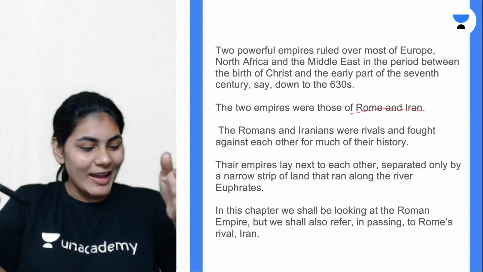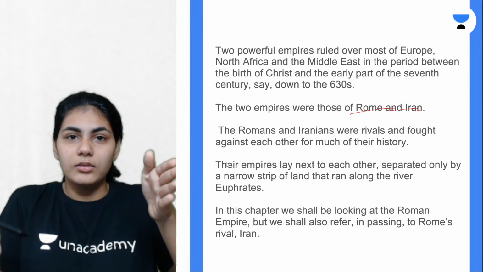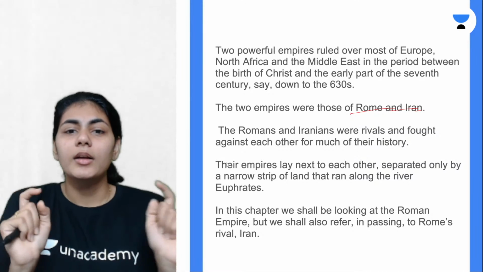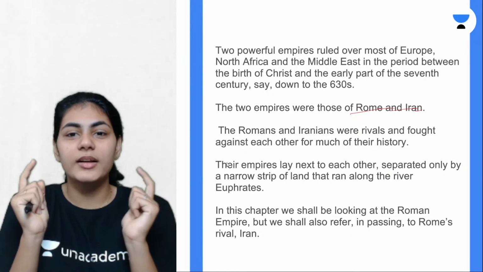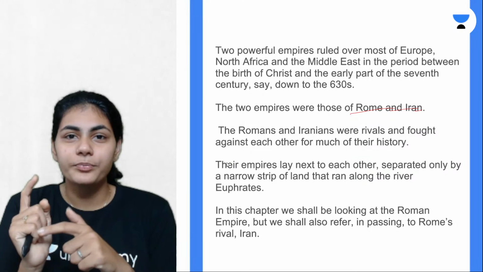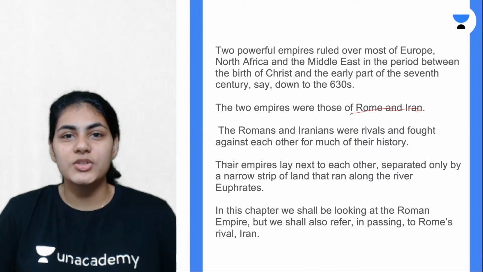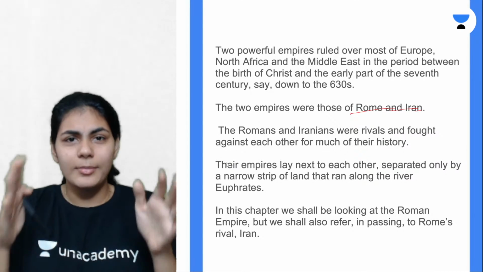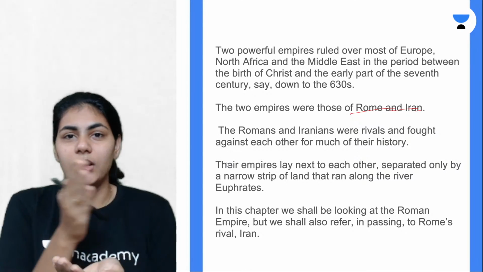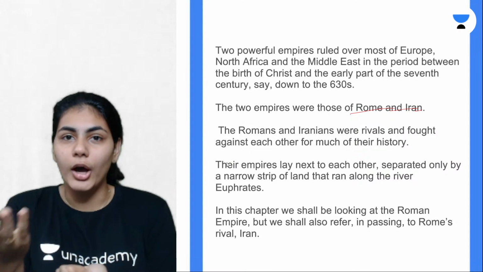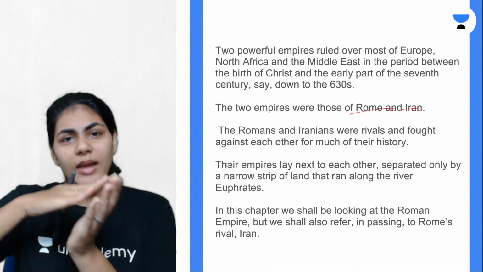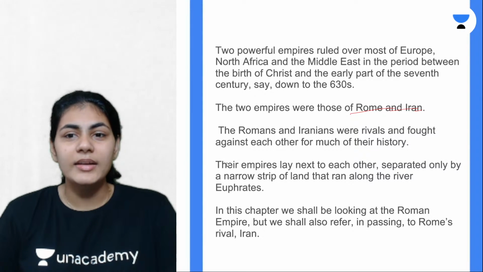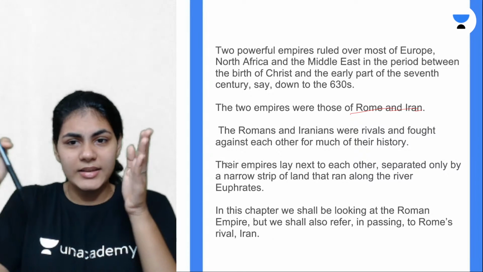Also, they are just adjacent to each other, right? Again, just go back to one of the maps in the textbook or just Google them. By now you must have a mind map in your head, right? Because we're dealing with world history, and that's why having a map in your head is very, very important. So just imagine the Roman Empire constituting the whole of Europe, right? And then adjacent to it, towards its right, is the Iranian Empire, right? So they are just side by side.